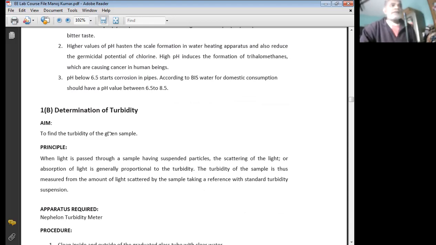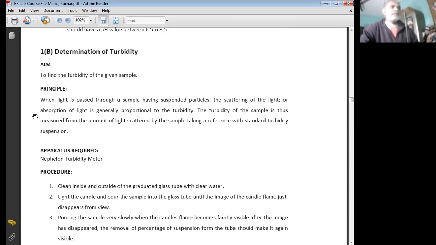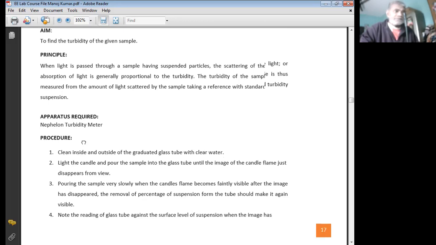Determination of turbidity, to find the turbidity of a given sample. When light is passed through a sample having suspended particles, the scattering or absorption of the light is generally proportional to the turbidity. The turbidity of the sample is thus measured from the amount of light scattered by the sample, taking a reference with a standard turbidity suspension. Apparatus required: Nephelometer turbidity meter.